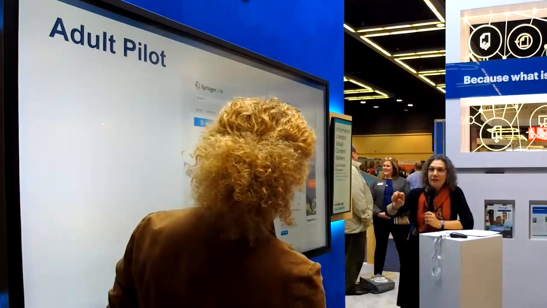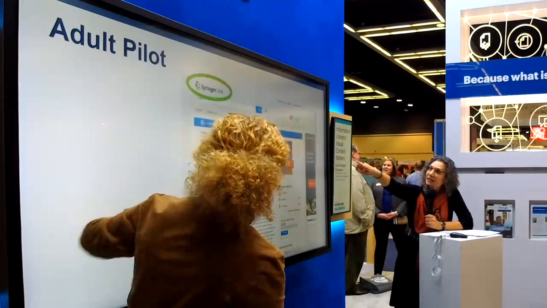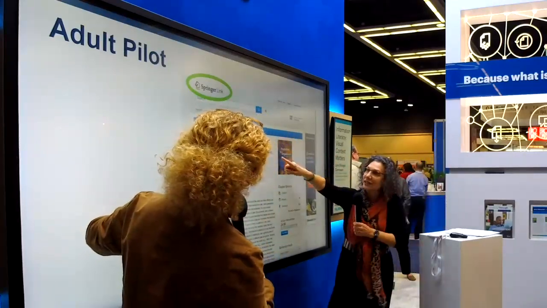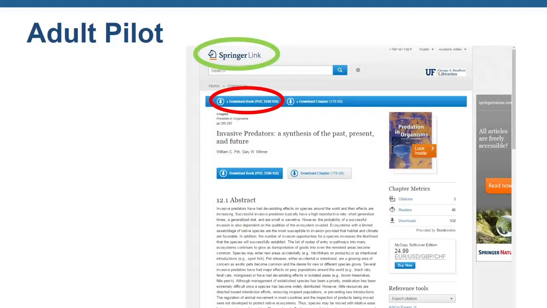Okay. So, each time you touch it, we'll see. You'll see there's the Springer link, and then here it tells you download book. And here it says download chapter. So these are the cues.